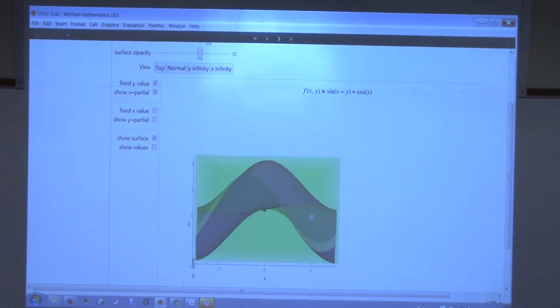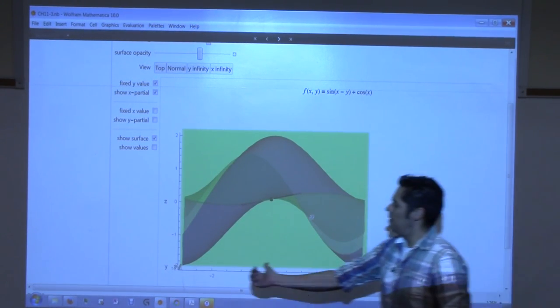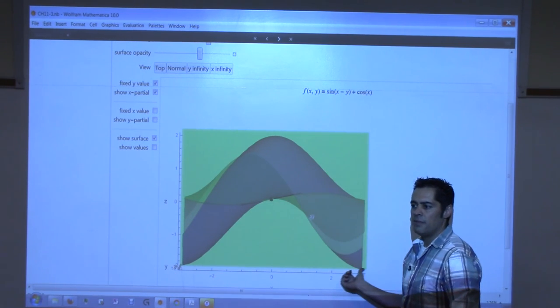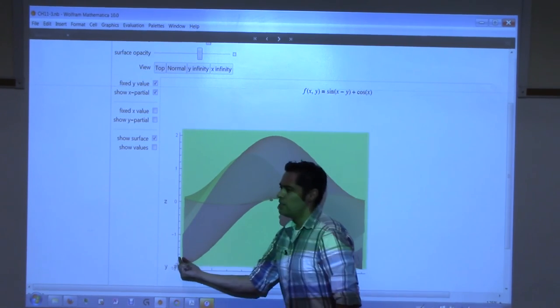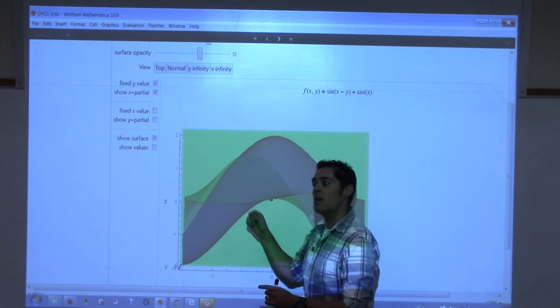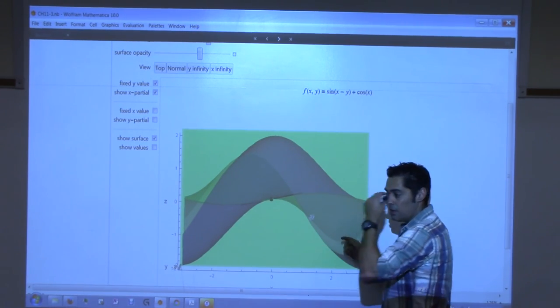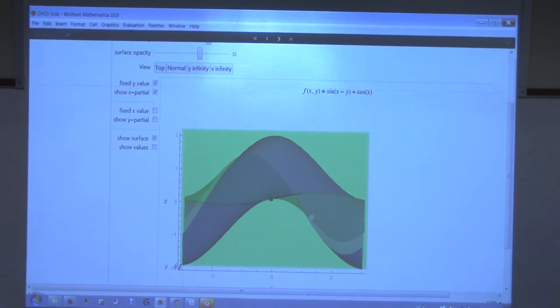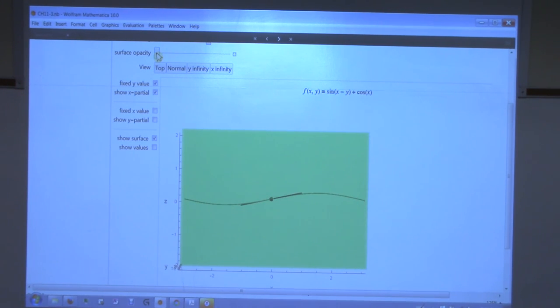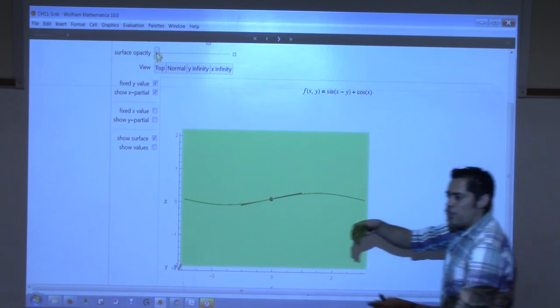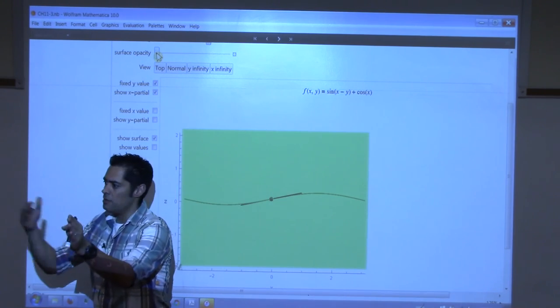Why did I come on this side? Well, because that means these x values are positive to my right and my z values are positive this way. If I were to have come in from the other side, then it would have been x negative values. So that's why I chose to look at it from here. Do y'all see it? Surface gone. There it is.